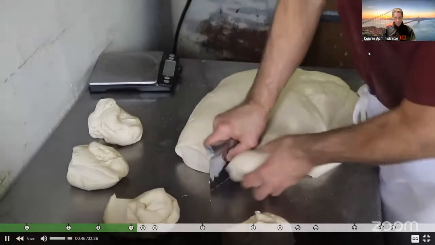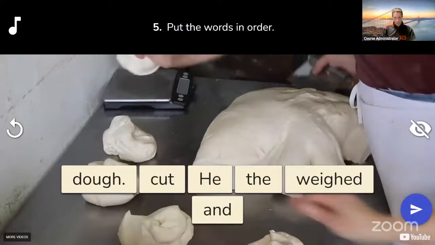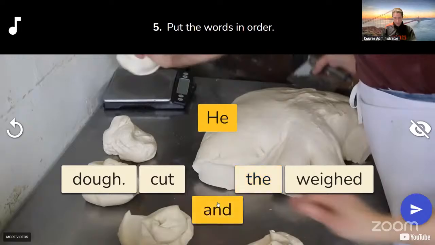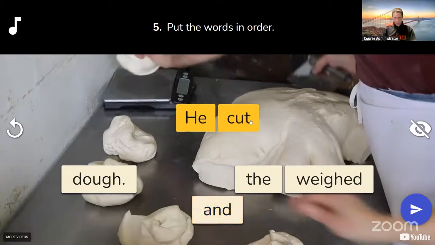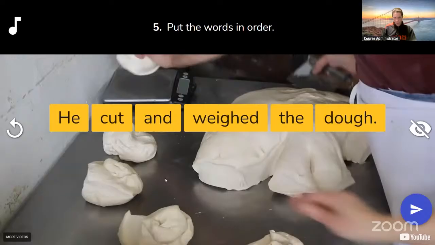So we're trying to cut and weigh the dough. When we're making the pizza, the dough is very important. So now we need to make a sentence here. So we have the subject, he. Did he cut first? Yes, cut first. He cut and weighed the dough.